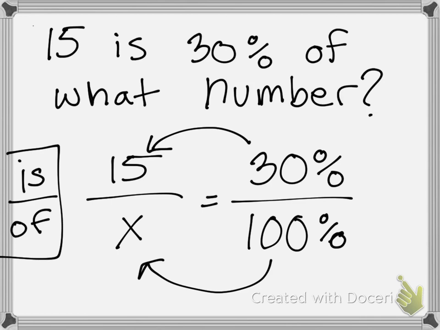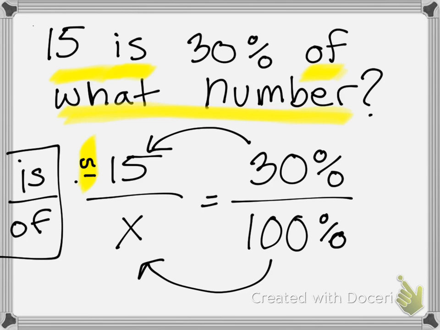So what this means is when we have it, let's look at this. 15 is 30% of what number? So as we see, what we have here is our is over our of, right? Now, 15 is. That means 15 is on the top because our top is our is. Then the last thing is what number? When we don't know the number, what do we use instead, Hannah? A variable. And almost always we use X.